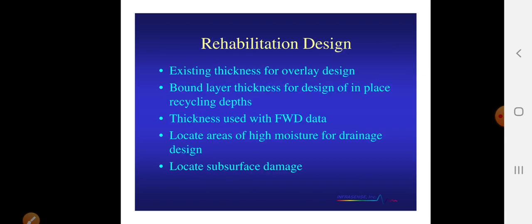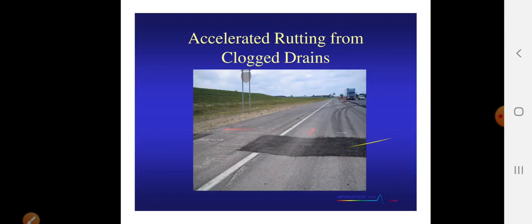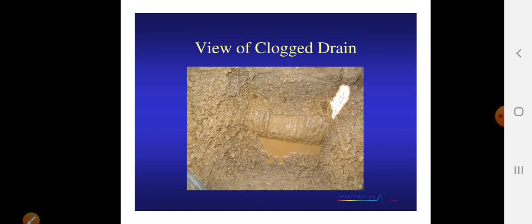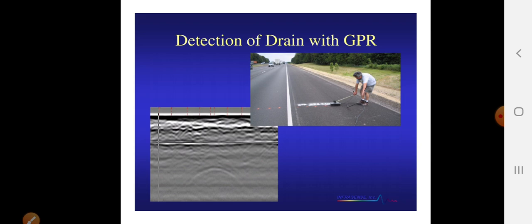This is for the rehabilitation. Existing thickness for the overlay can be determined. Bound layer thickness for the design in place of the recycling depth, you can find it. Thickness can be used for the FWD. Locate areas of high moisture for the drainage design. You can easily find this from the GPR.